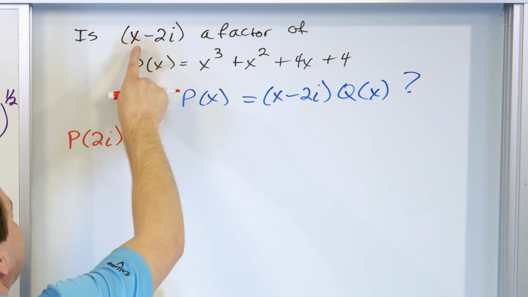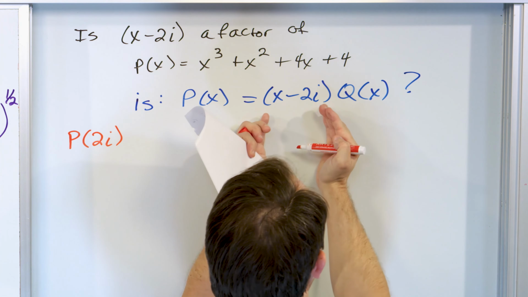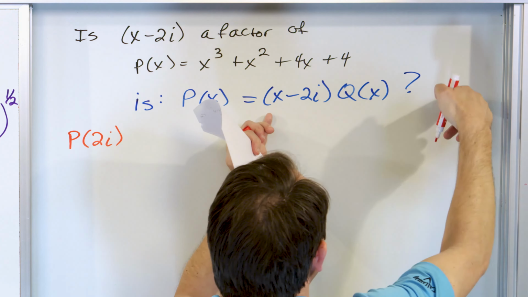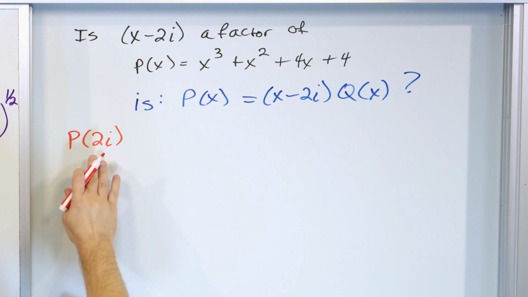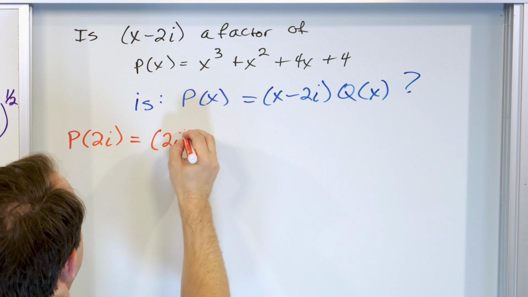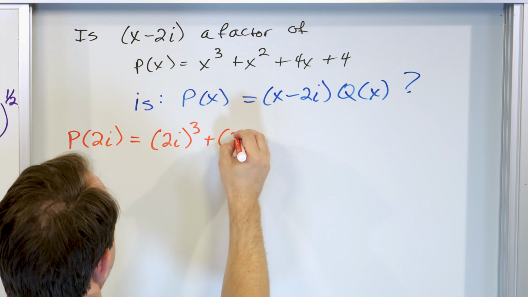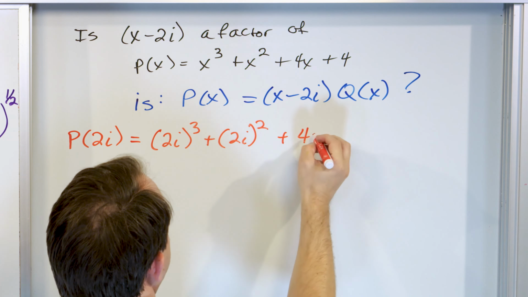Why the value of 2i? Because the factor is x minus 2i. Or you can think of it as, if this really were a factor, I would set it to 0, and I'd move the 2i over, and then the potential root would be equal to 2i. So I'm going to check and see if it's a root. I've got to stick 2i into here. 2i cubed, 2i squared.